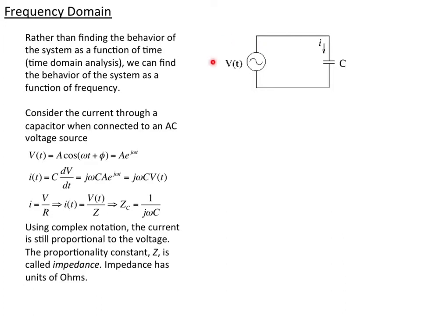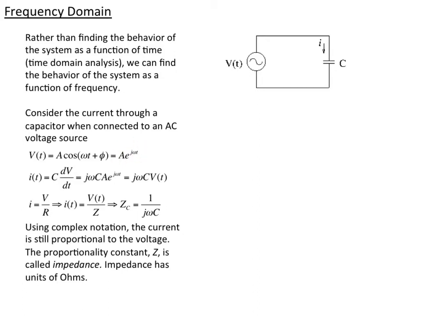Now we're setting it up with a voltage source that goes at a very specific frequency, and so it has the function of time A cosine(omega t plus phi), which if we use complex numbers we can say is a complex number A with a phase phi, times e to the j omega t. And remember, we take the real part of that.